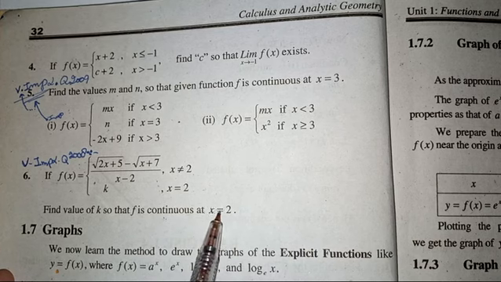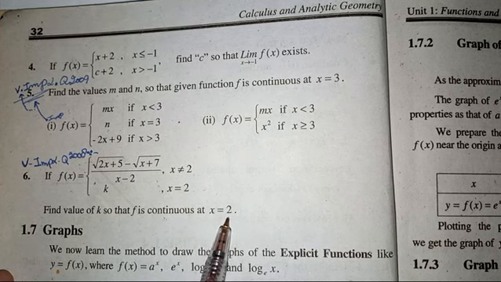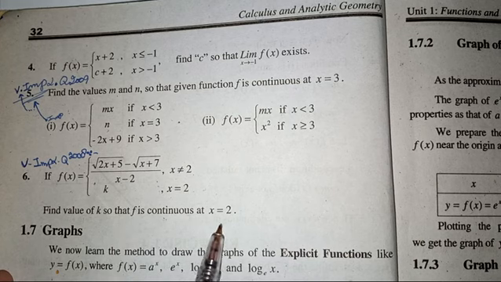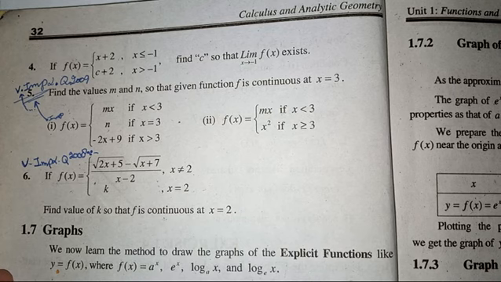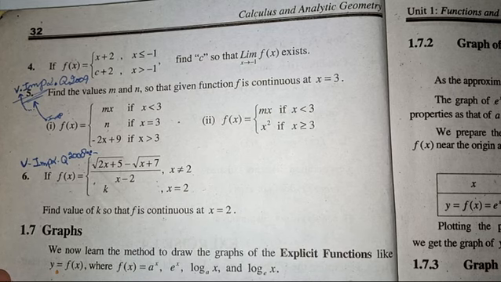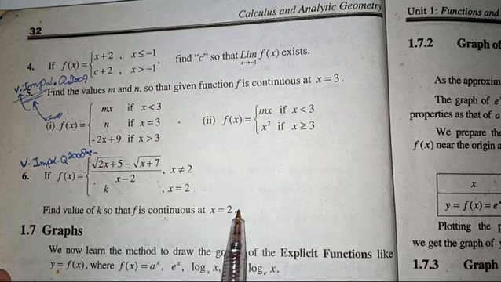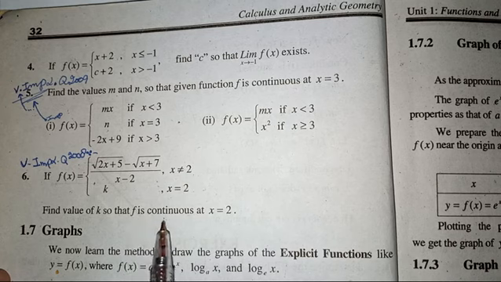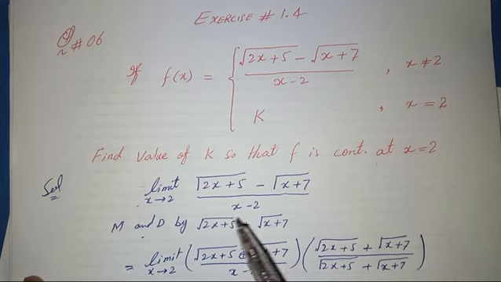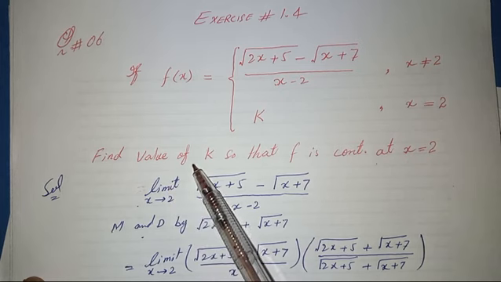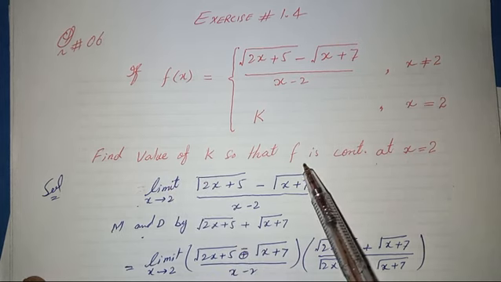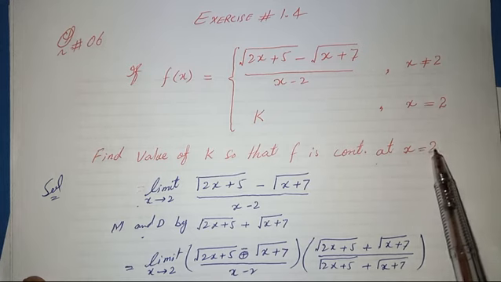What does it mean? It means that the left hand limit and right hand limit of this given function are equal to each other. Left hand limit is equal to right hand limit at x is equal to 2. So when the left hand limit and right hand limit are equal at x is equal to 2, it means the function is continuous at x is equal to 2. Dear students, we have to find the value of k where the function is continuous at x is equal to 2.